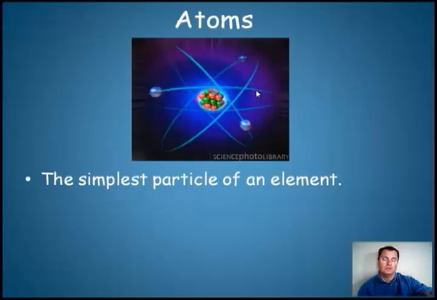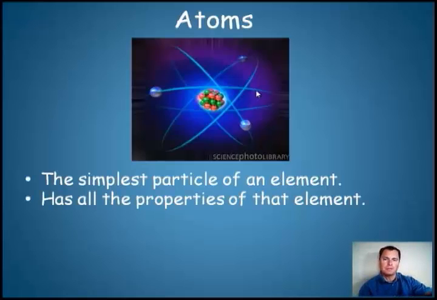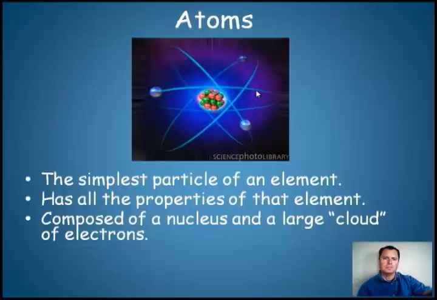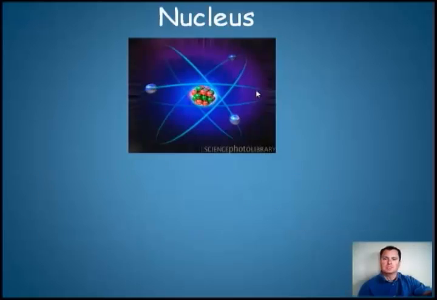The first thing we should do is simply define an atom. An atom is the simplest part of an element. It contains all the properties of that element, both physical and chemical properties. And all atoms of the same element are virtually identical. There are some slight variations that we'll talk about as we go on, but for the most part we can consider them to be identical. Now, atoms are composed of a nucleus and what we call a large cloud of electrons outside of the nucleus. So we're going to start today's discussion with looking at the nucleus.